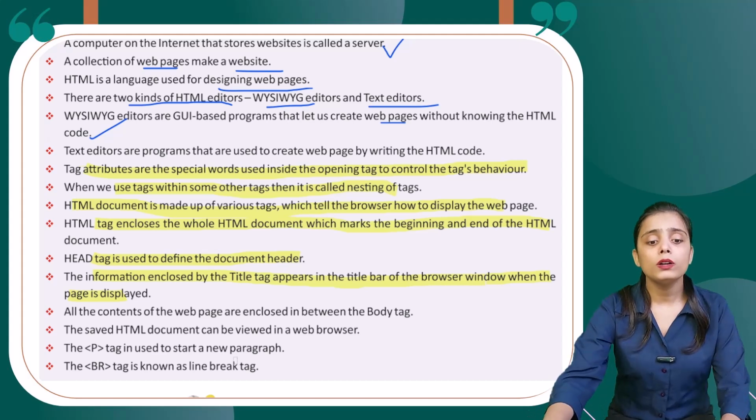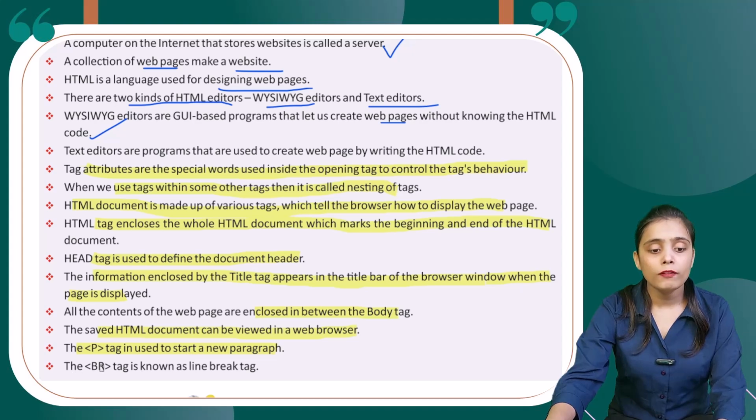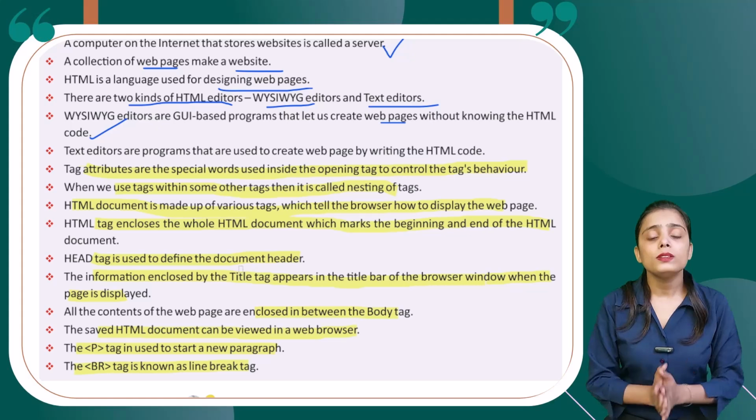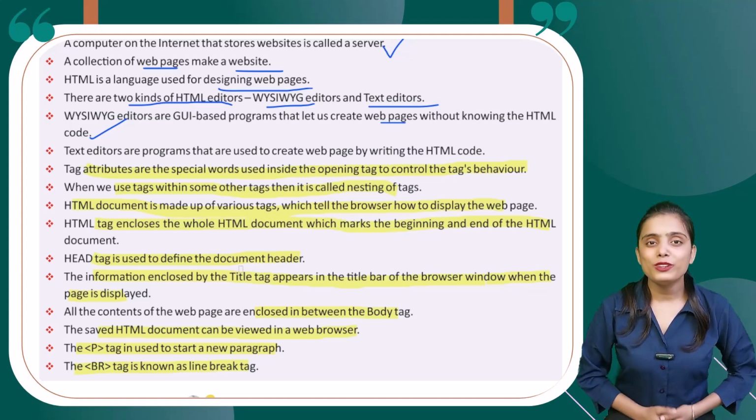Okay, all the contents of the web page are enclosed in between the body tag. The saved HTML document can be viewed in a web browser, and p tag is used to start a new paragraph, and break tag is also known as a line break tag. So students, that's all for this chapter.